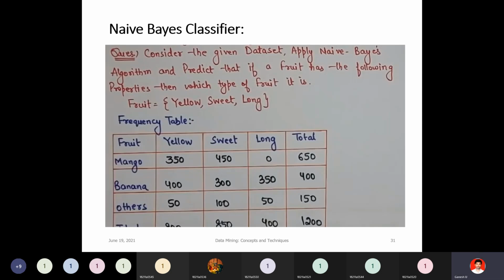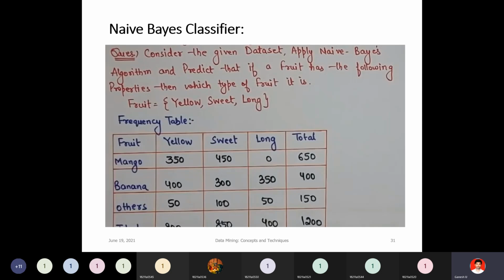Which fruit is it? The fruit should contain three properties: yellow, sweet, long. That fruit should be yellow and sweet and long. This is the data set given: fruit, mango, banana, others. Three types of fruits. In mangoes, yellow ones are 350.